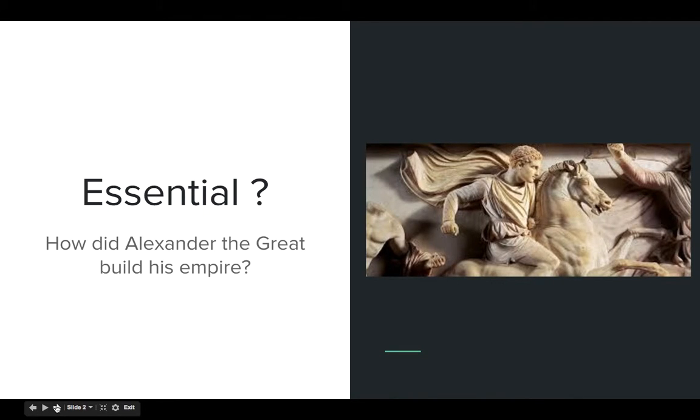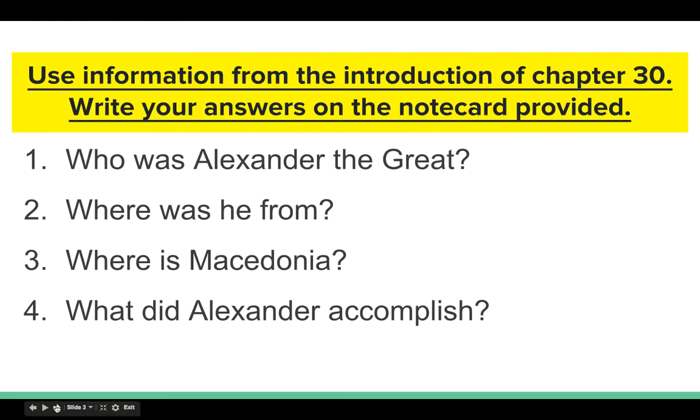So here's our essential question. The question is, how did Alexander the Great build his empire? And this is what we want to continue to ask ourselves and see if we can gather some evidence to hopefully be able to answer this question. So hopefully we use some of the information. This is just an overview if you're in chapter 30. Be able to answer the questions.